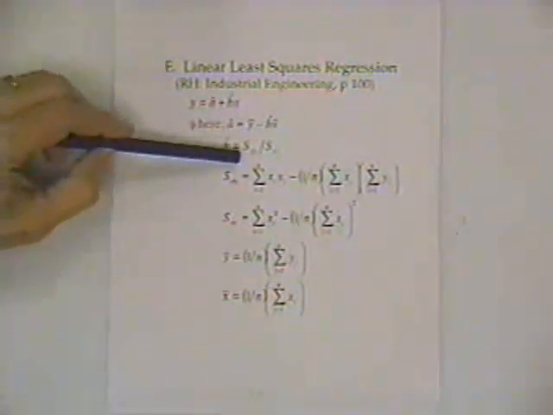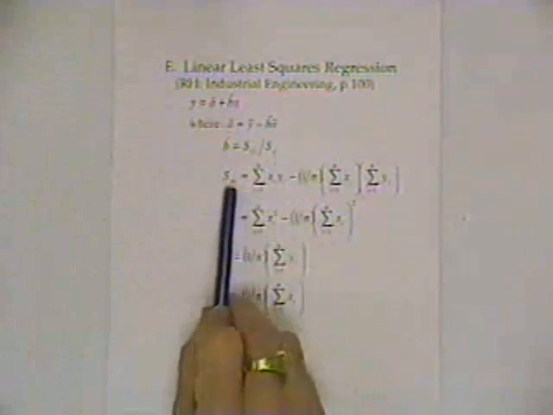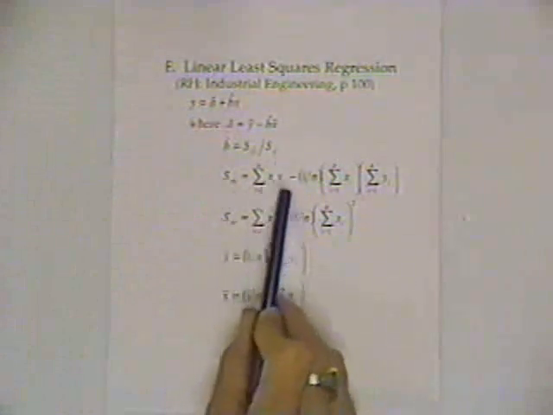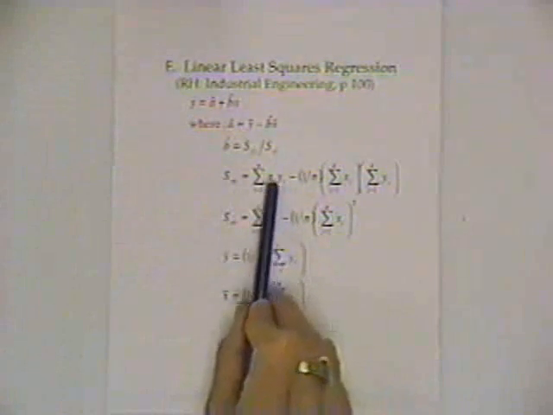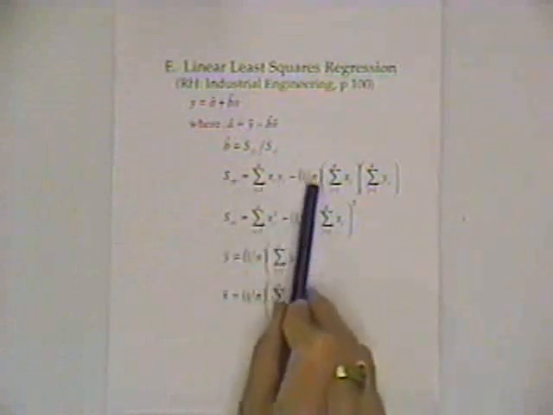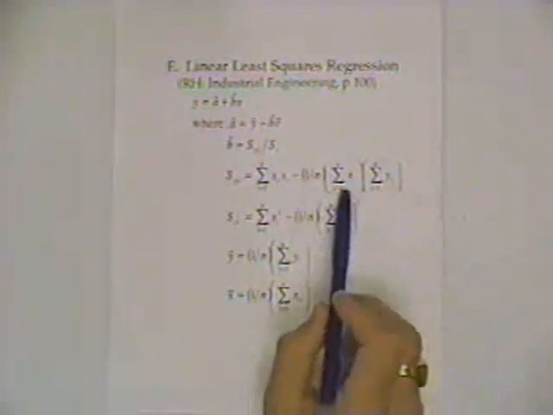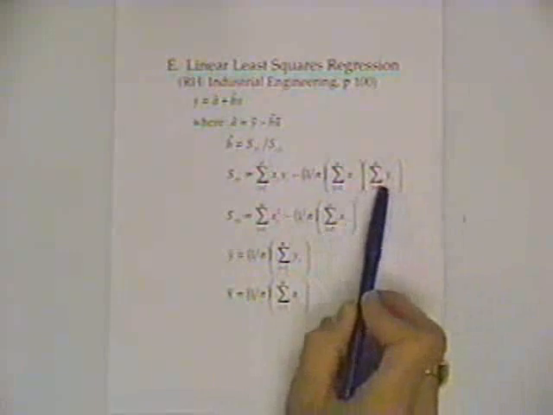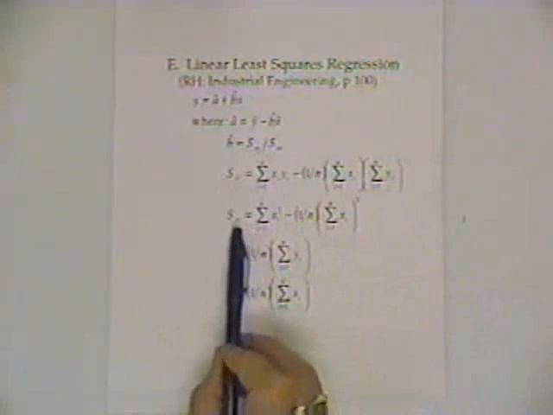B hat is defined as S sub xy divided by S sub xx. S sub xy is a summation of the product of the data points x_i times y_i over all the data, minus 1 over n, where n represents the number of data points, times the summation of all the x data, times the summation of all the y data. Carry that out, and you have the value for S sub xy.